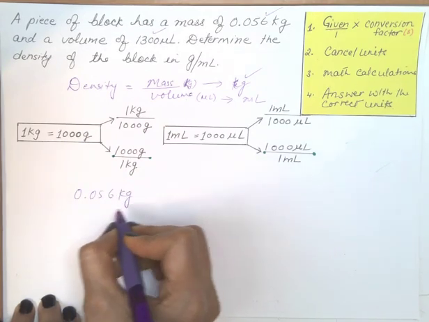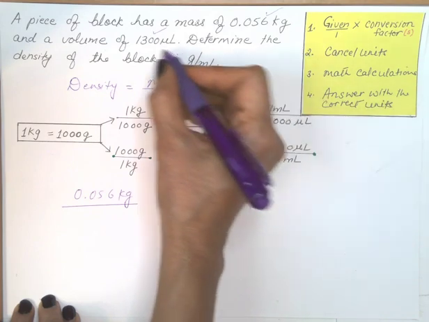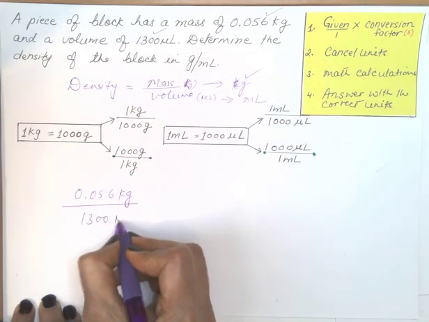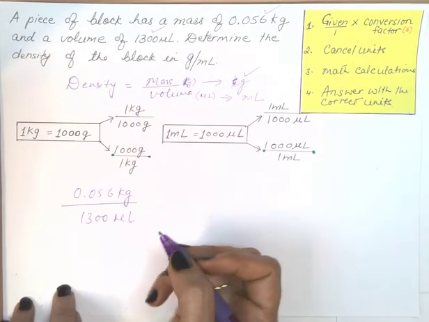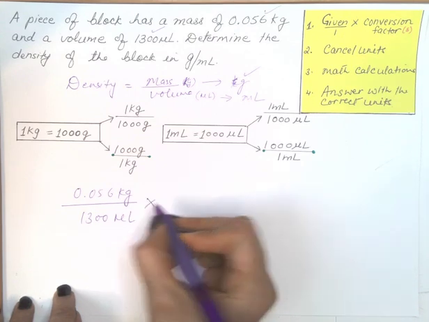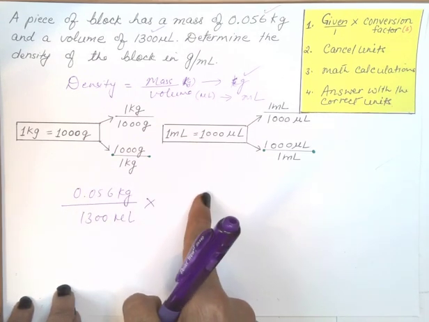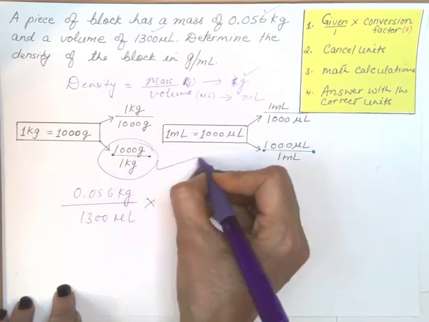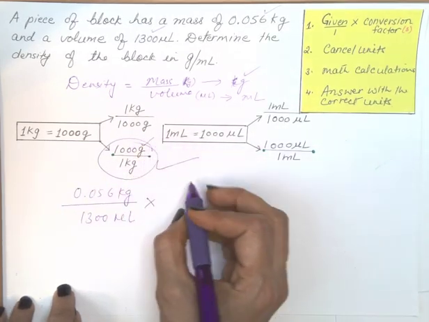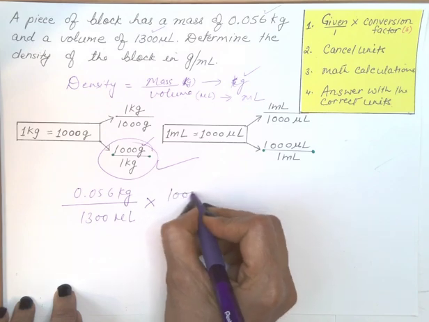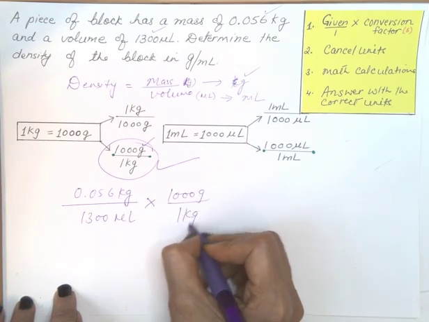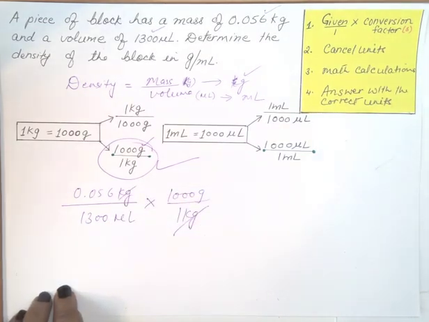0.056 kilogram is the mass and 1300 microliter is the volume. Now we want to convert kilograms. In the numerator we want to convert kilograms to grams. I'm going to use this one because this has grams in the numerator. And you again cancel out kilograms and kilograms.